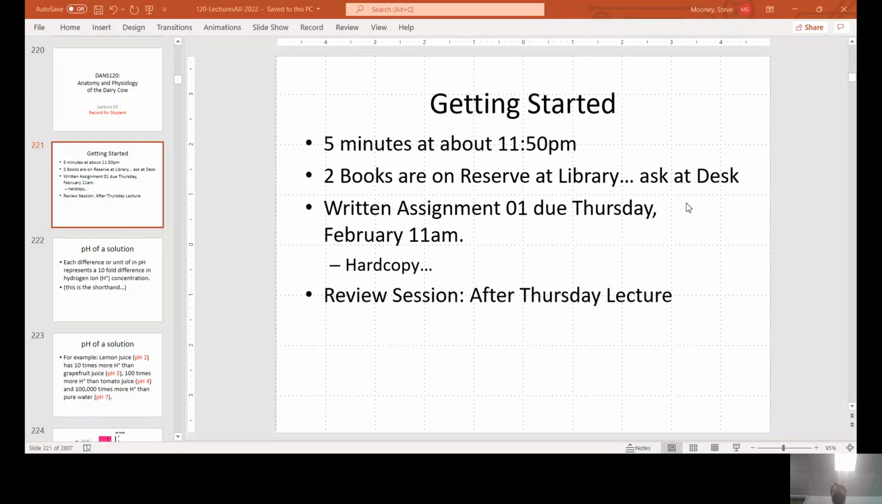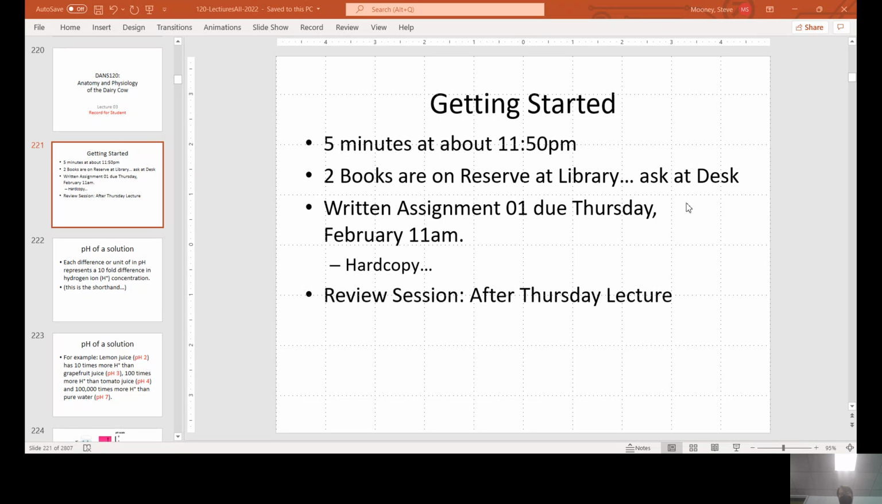Okay, so lecture three, we'll do our 5 minutes somewhere around 11:50. Both books that I mentioned, the Atlas of Bovine Anatomy and Anatomy and Physiology of Farm Animals, are at the reserve desk. Does everybody know where that is? If you want to use those books, they are available to you. First written assignment would be due Thursday. The class has agreed to hard copy, so we'll see how that works. First review session will be after class on Thursday.